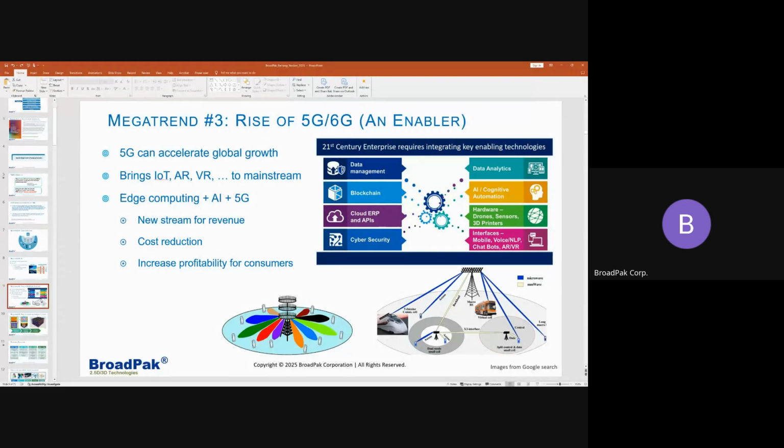The other mega trend was the rise of 5G and 6G, which is an enabler. As we increase the communication bandwidth, it is going to accelerate global growth, bring IoT, AR, VR to the mainstream, and enable edge compute, AI plus 5G. Now you have a new stream of products and good sources of revenue, reduces the cost and increases the profitability for the consumers.